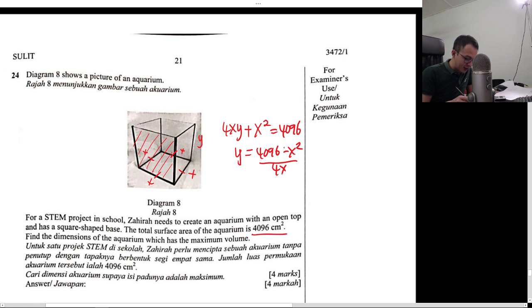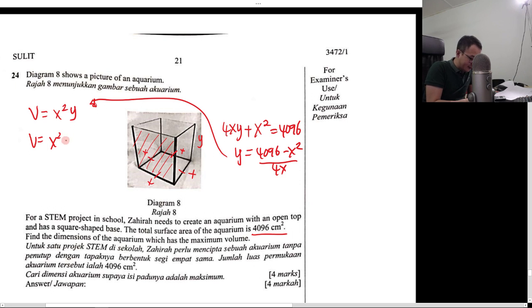Because the question asks me to find the maximum volume, I need to form another equation related to the volume, and then differentiate it. So my volume for this aquarium will be length times width times height, so it will be x squared y. I got my y, so I substitute it back into here. I have x squared times 4096 minus x squared over 4x. Then x and x I simplify, I expand it. So 4096 over 4x, the first one, I separate them.